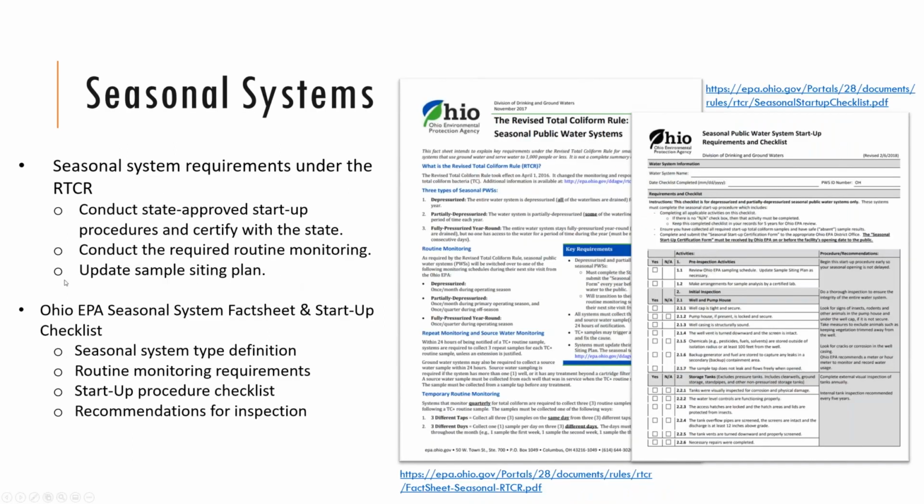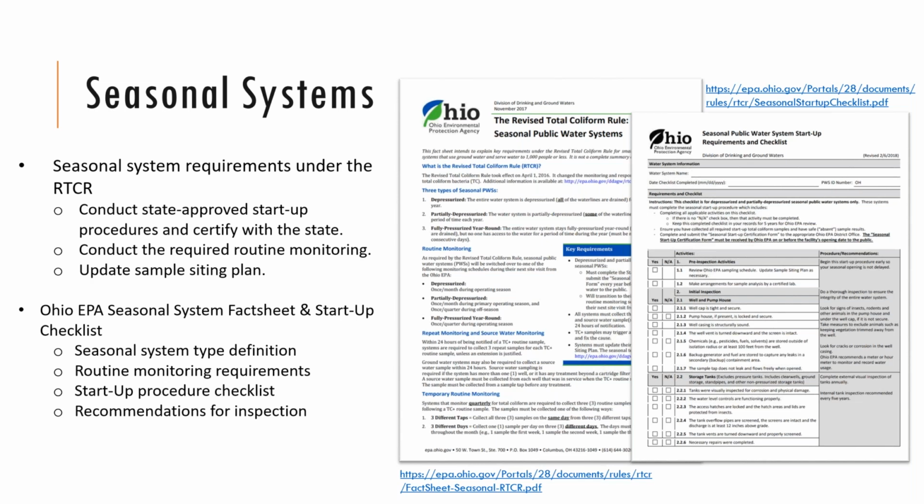Now, another revision from the revised total coliform rule is the special requirements, which added requirements for seasonal systems. Under the RTCR, seasonal systems are required to complete a state-certified seasonal startup procedure, which includes flushing the pipes, inspections and repair, system disinfection, collection of samples before the season starts, as well as routine monitoring requirements post-startup. Startup certification forms will need to be completed and submitted to the state. Seasonal systems will also be required to update and submit a sample siting plan.